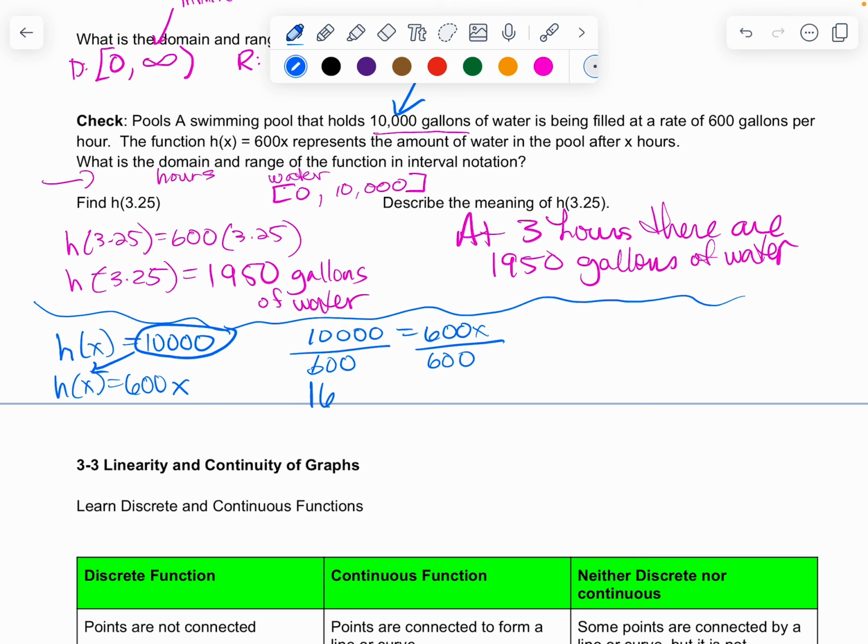So 16.67 is the approximate value for x. So my domain is going from 0 time to 16.6 repeating. That is going to be my domain. That's the highest number that you can plug in in order for us to get to 10,000 gallons.